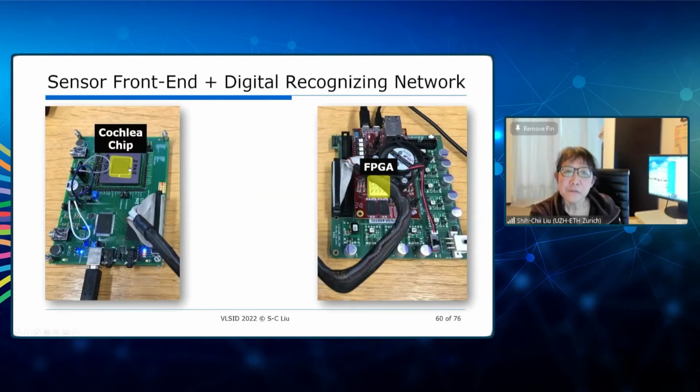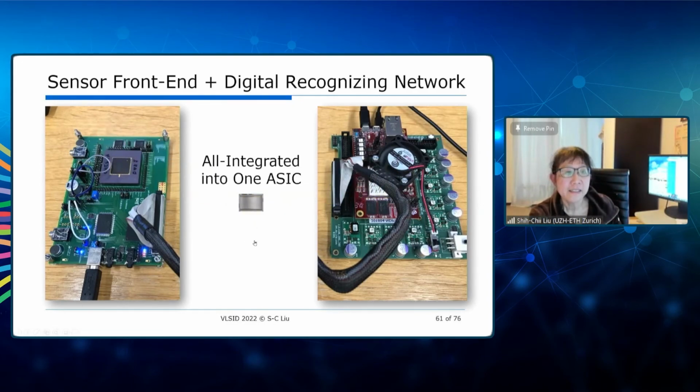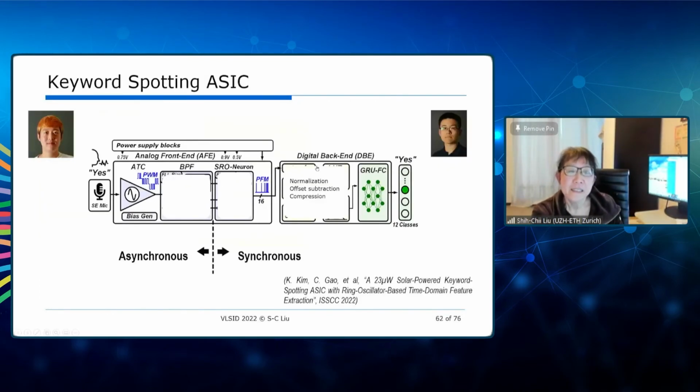Okay, so what would be nice is if you take now this cochlea chip and this FPGA that's running the network, and then you combine them together into one ASIC. Because then you'll get the best of a lot of things. And so this is what we just reported at ISSCC just a couple of days ago. It's a keyword spotting ASIC. It's done by Kwantae Kim and Chang Gao. And so Kwantae designed the analog front end, and Chang designed the digital backend, all on one ASIC.